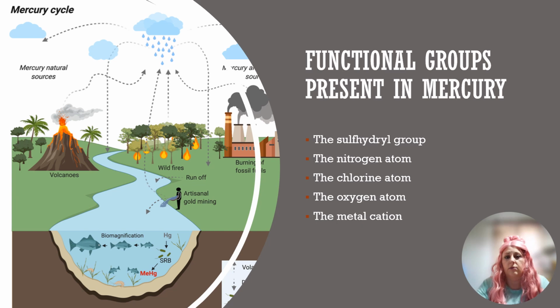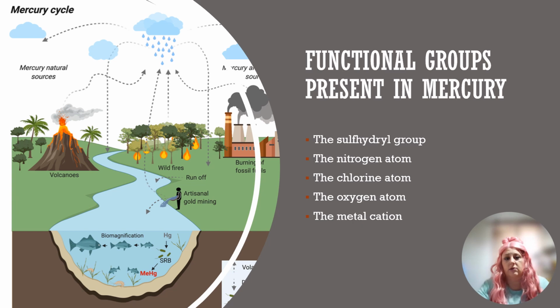The chlorine atom: mercury's ability to form complexes with other elements may be due to its strong electron affinity for the chlorine atom. Mercury can cause damage to cellular proteins and DNA by binding to these molecules. The same is true of the oxygen atom, which mercury also has a strong electron affinity for.